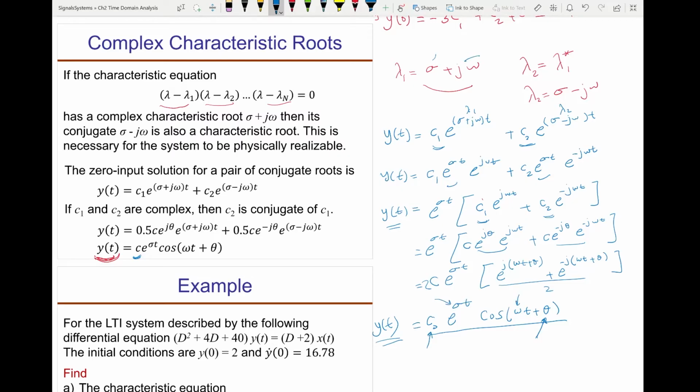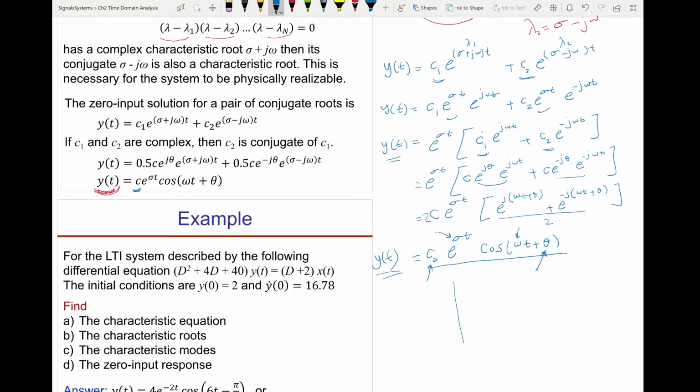So now the output, if I plot it, will look something like this, where sigma will determine the decay rate, and omega, the oscillation rate, and C0 or C will be the amplitude, and theta, how delayed it is. And that will be the zero input response for a system with complex characteristic roots.